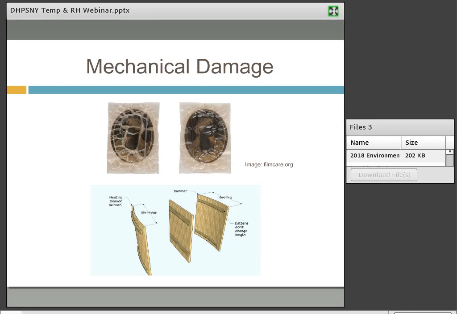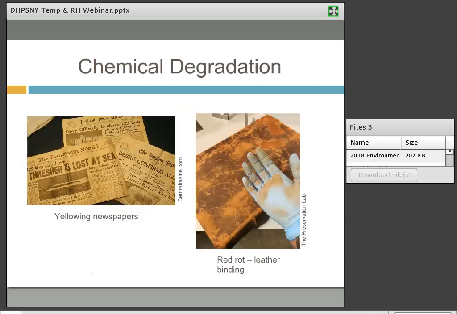Mechanical damage can occur as a result of high relative humidity or low relative humidity, or fluctuation between the two. At high relative humidity, adhesives can soften, organic materials expand, and at low relative humidity, materials can shrink, stiffen, and become brittle. Fluctuation between the two can result in stress on organic material as it expands and contracts. And the illustration below gives an example of a wooden board, which shows seasonal fluctuations in relative humidity.